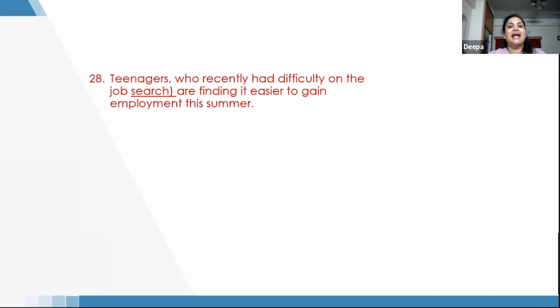Teenagers who recently had difficulty on job search are finding it easier to gain employment this summer. Now, because we have a comma here, so therefore we should have a comma here too. Let's look for that option. Yes, we have that option in D.